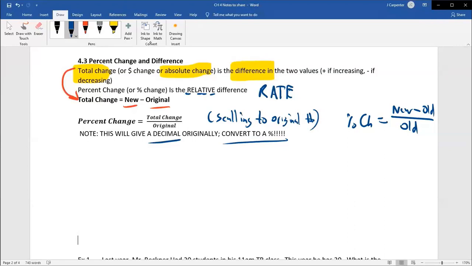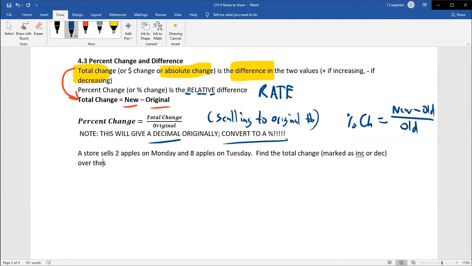So before I do the example you see on the screen, let's say that we've got a store, and that store sells 2 apples on Monday and 8 apples on Tuesday. Find the total change, marked as increase or decrease, that's important, over these days, as well as the percent change.